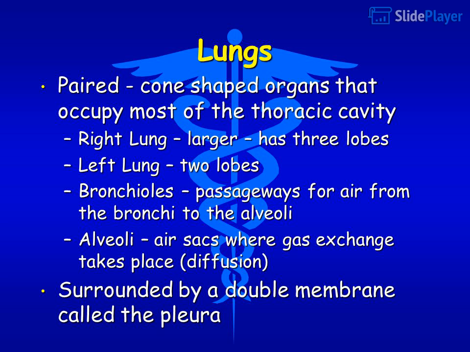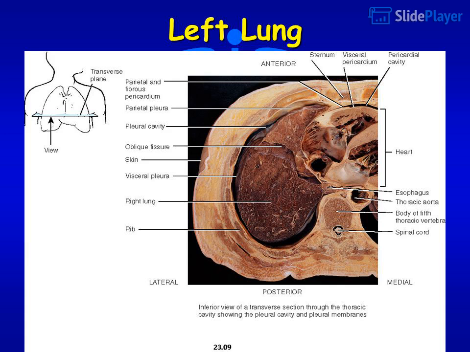Lungs: paired, cone-shaped organs that occupy most of the thoracic cavity. Right lung, larger, has 3 lobes. Left lung, 2 lobes. Bronchioles: passageways for air from the bronchi to the alveoli. Alveoli: air sacs where gas exchange takes place, diffusion. Surrounded by a double membrane called the pleura. Lobes of the lungs: superior lobe, inferior lobe, middle lobe (right lung only). Left lung.